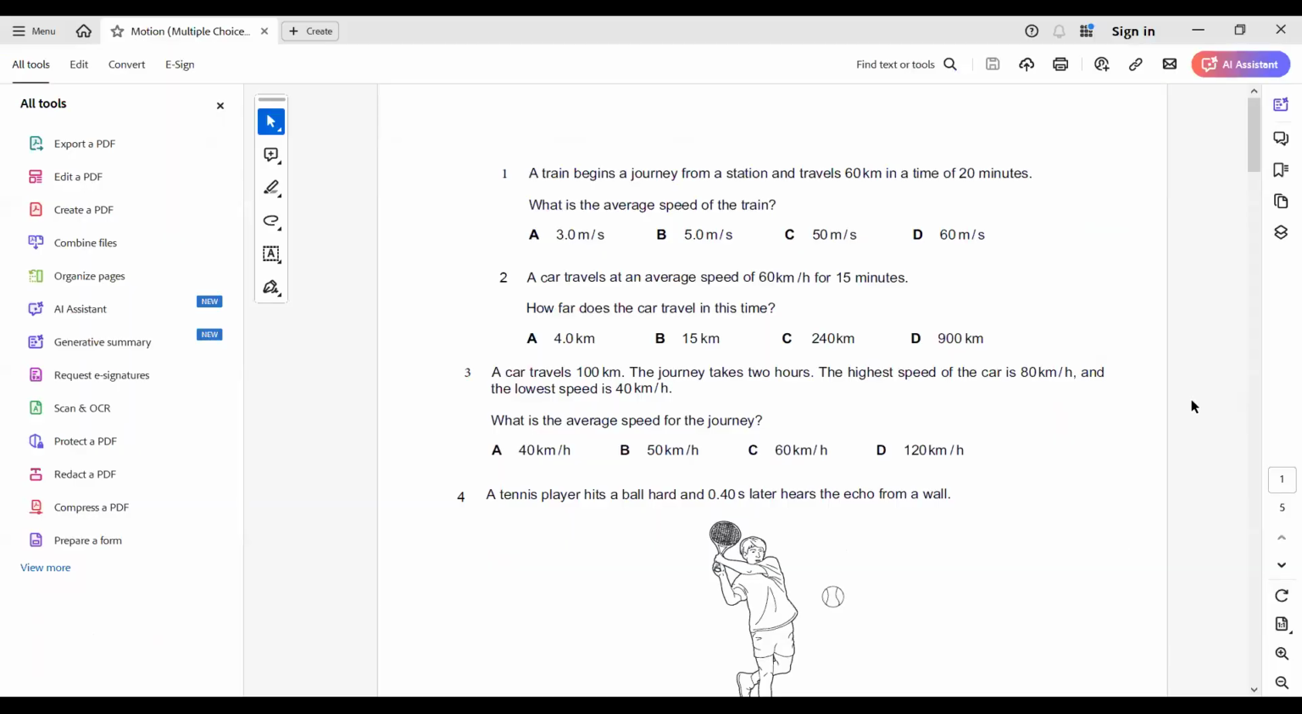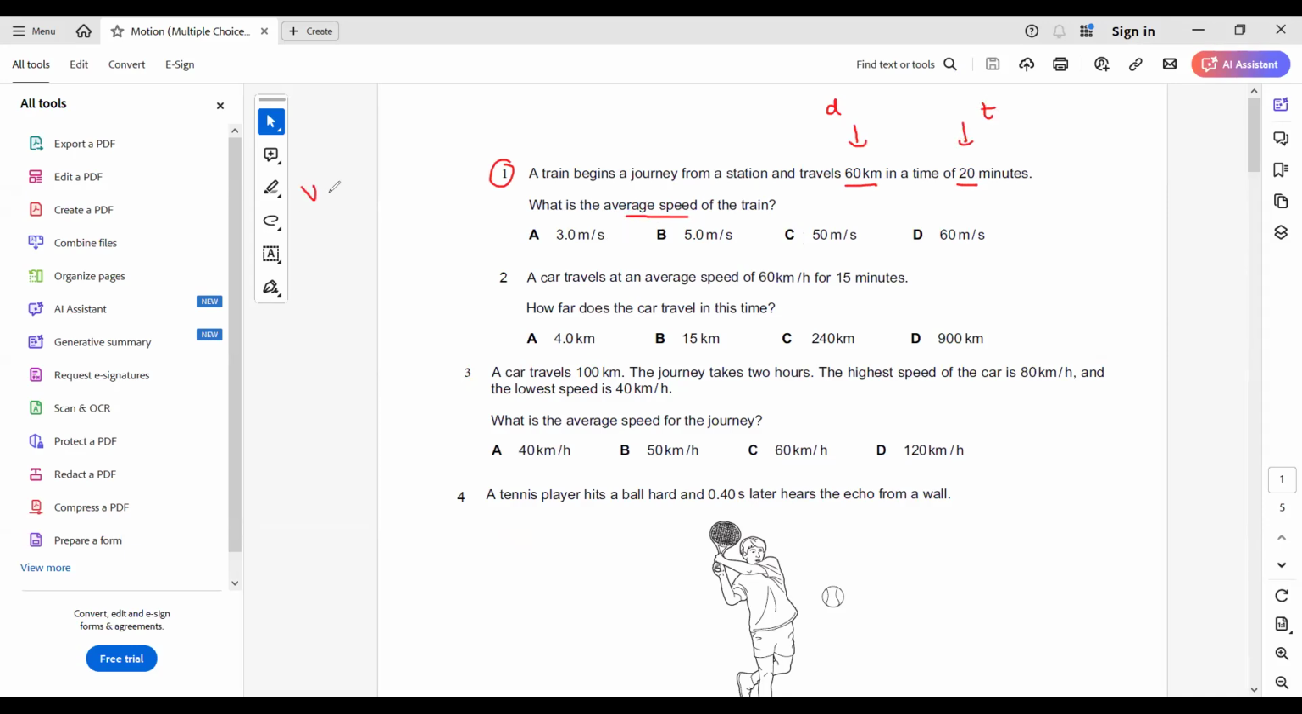This is one of the good practice worksheets we had discussed so far. Let's try to solve question one. It says a train begins a journey from a station and travels 60 kilometers in 20 minutes. That's distance, and that's time. It asks what is the average speed? We've just learned the formula: speed is distance upon time, right? So now what do I do?